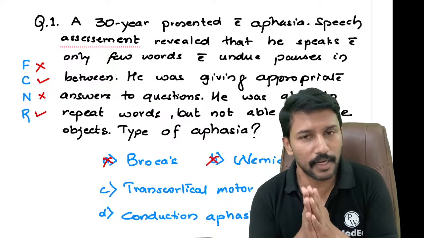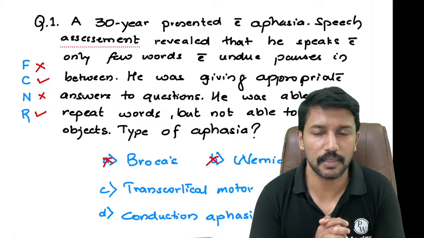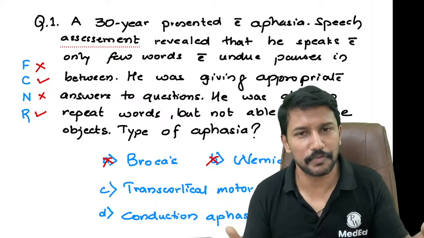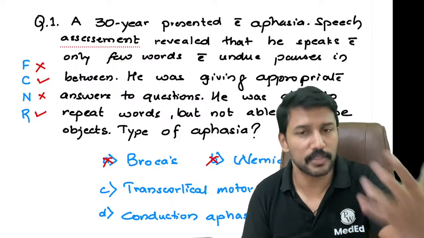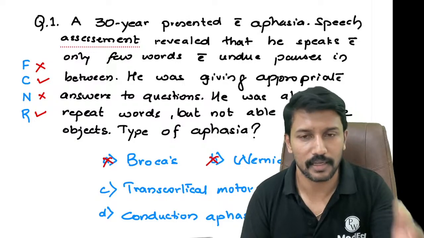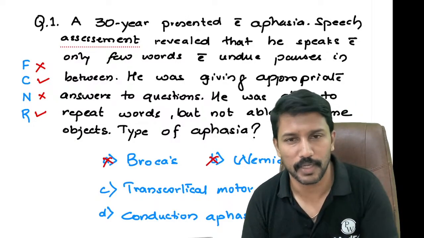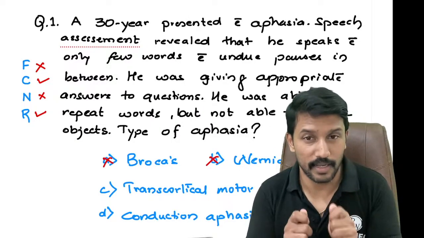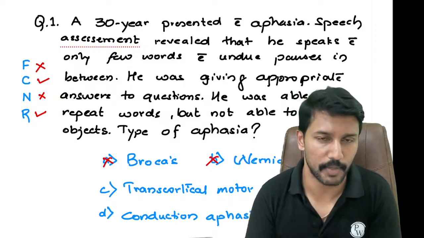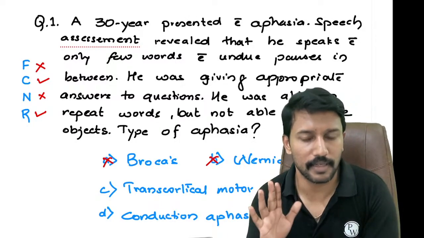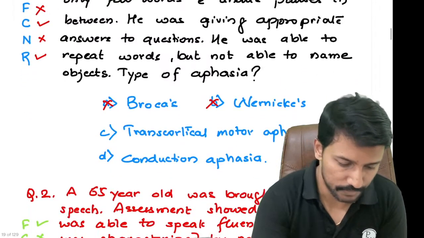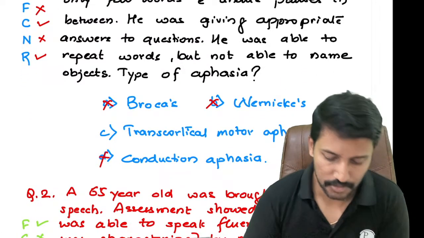In conduction, I told you it is one of the difficult to diagnose aphasias because only naming and repetition are affected. Fluency is fine, comprehension is fine. Whatever question you ask, the patient will understand, and will give an appropriate answer without unnecessary pauses or breaks. Only naming and repetition will be affected, so it is very difficult to diagnose in clinical practice. So this is definitely not conduction aphasia. I can comfortably rule that out here.